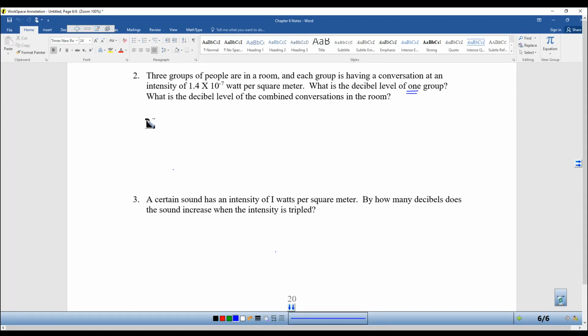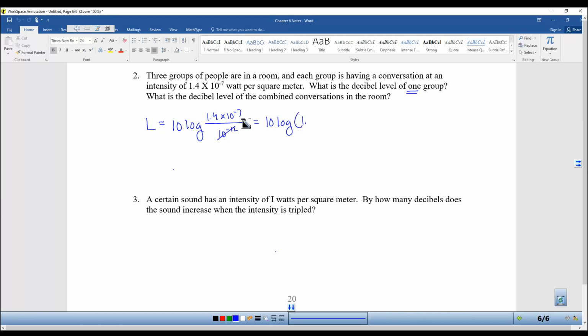So my formula, remember, is the decibels, loudness, is 10 log of I, the intensity, so 1.4 times 10 to the negative 7th, over I sub 0, which is 10 to the negative 12. So before you try and type this into your calculator, it might be easier for you to actually simplify it a little bit.